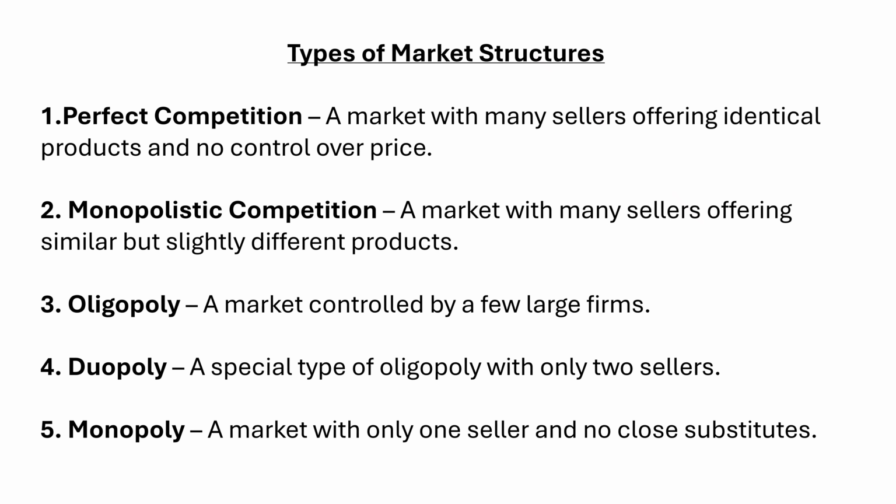Types of market structures: perfect competition, monopolistic competition, oligopoly, duopoly, and monopoly.